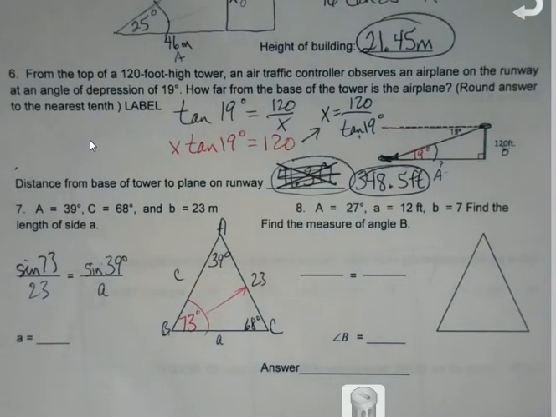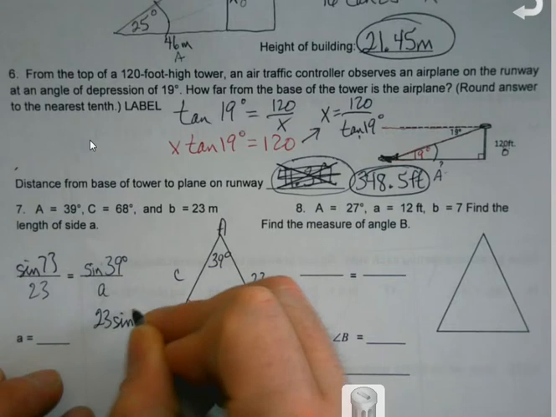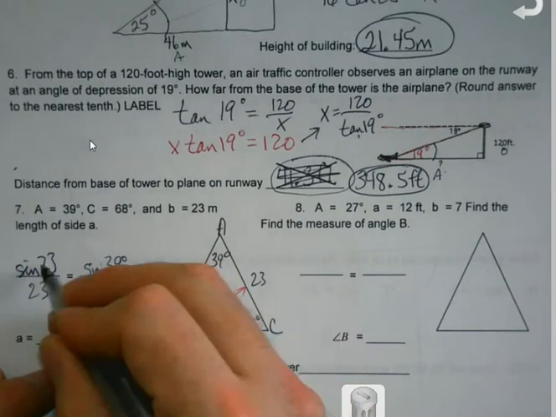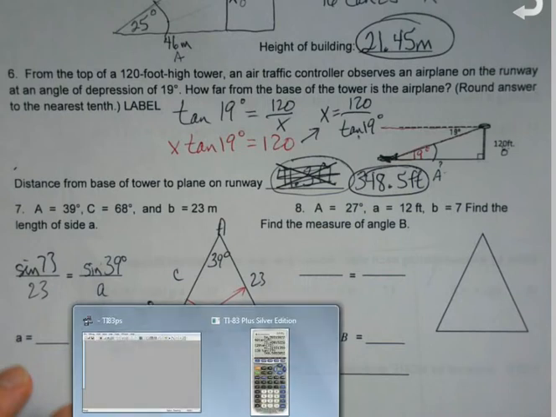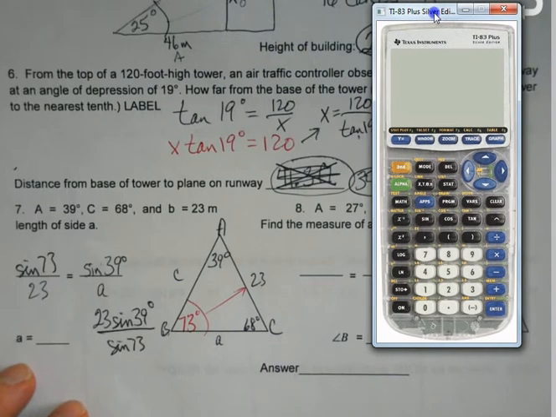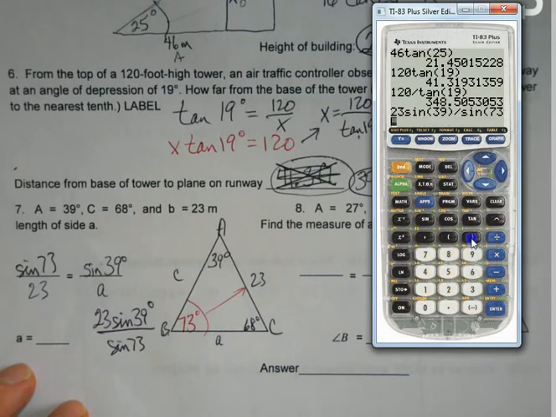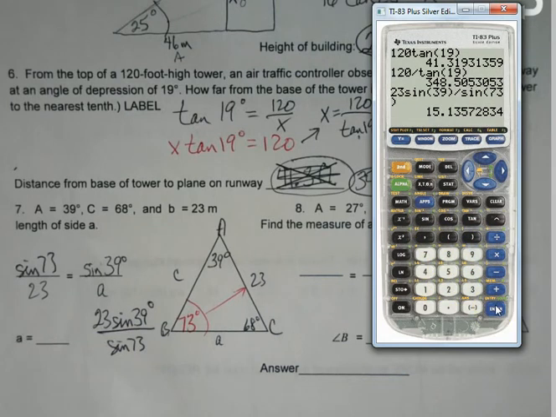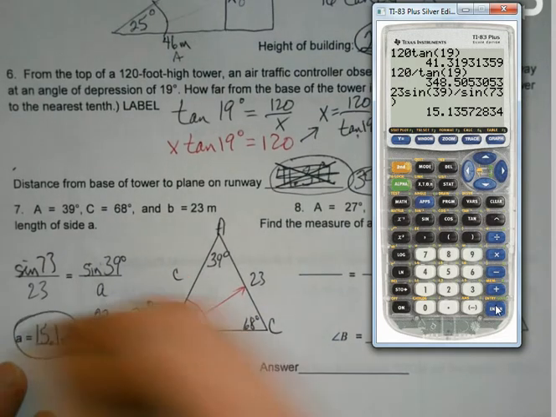And I'm going to go ahead, cross multiply. Again, the one that doesn't have the A we'll do first. And we divide by the other. Everybody keep an eye on me here. Make sure I actually learn how to type here. 23 sine of 39 divided by sine of 73. All right, that's much better. And again, if we're not told otherwise, we're going to go ahead and round to tenths.